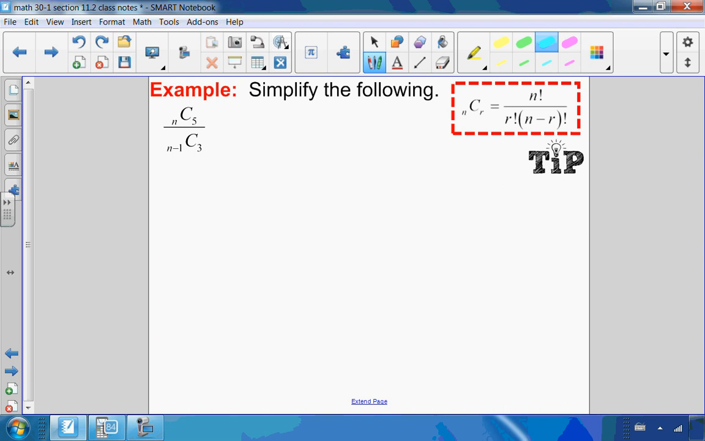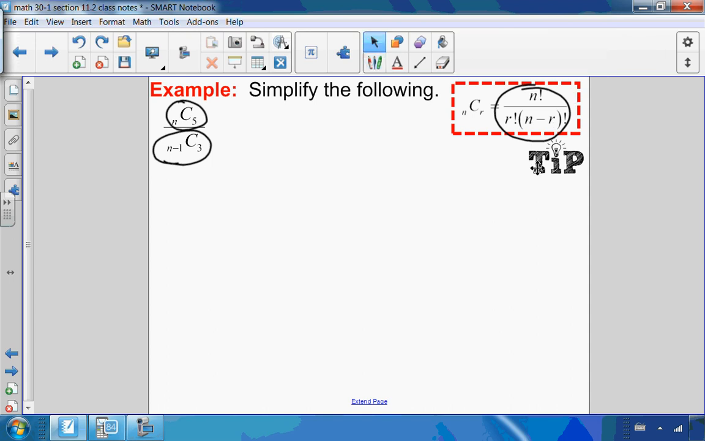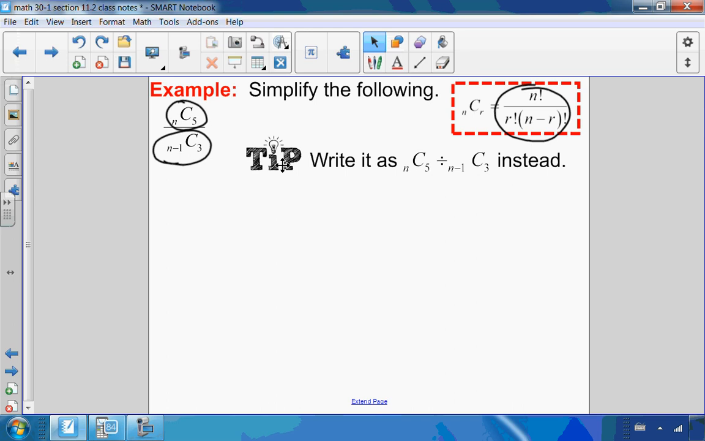Okay, let's try simplifying an expression. So I want to simplify nC5 over (n minus 1)C3. So this is going to be a big fraction because this in the numerator is a fraction and this in the denominator is also a fraction. So we're going to have a fraction over a fraction. So in this question here, my tip is to write it as a division instead so that you don't have a fraction over a fraction.